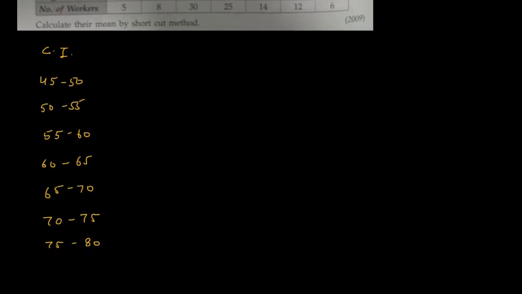Their respective frequencies are 5, 8, 30, 25, 14, 12 and 6. Then we will find the mean value x. So 45 plus 50 is 95, and we will take the mean of it. So it will be 47.5. Now you can do it like this also.